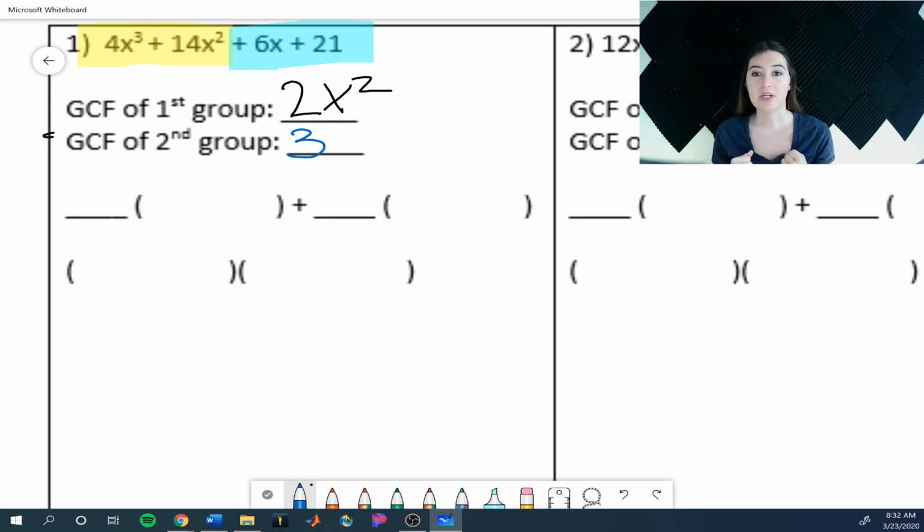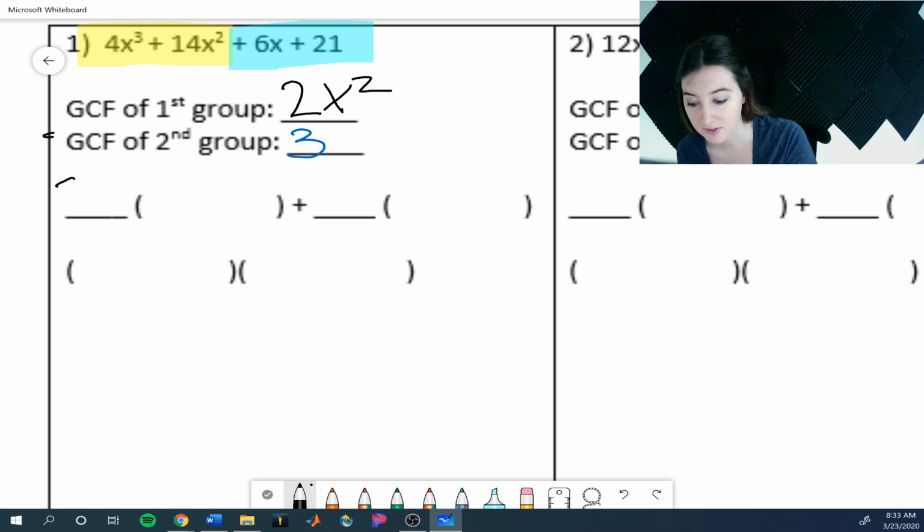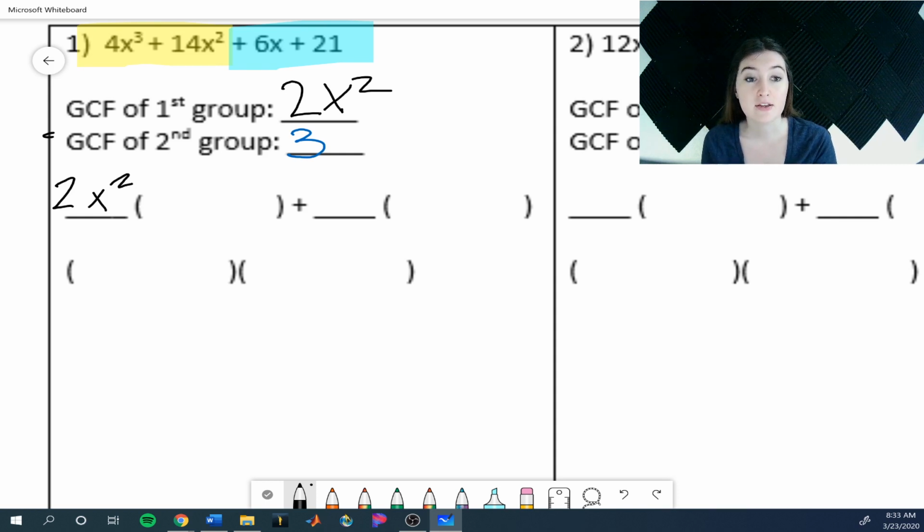So now that I found the greatest common factor of both groups, I'm going to write it out and factor out my greatest common factor. We did a little bit of this before, so let's go ahead and start writing it out. My first group is going to come first because it's first. So I have 2x squared. All right, that is my GCF. Remember, the GCF goes on the outside of the parenthesis. What is going to be left on the inside?